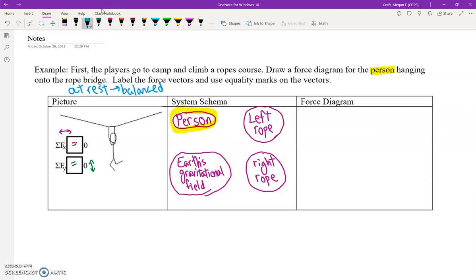So now we need to draw our interactions on our system schema. Everything interacts with Earth's gravitational field. So the entire planet Earth is applying a force of gravity to everything within its field, so everything on Earth.